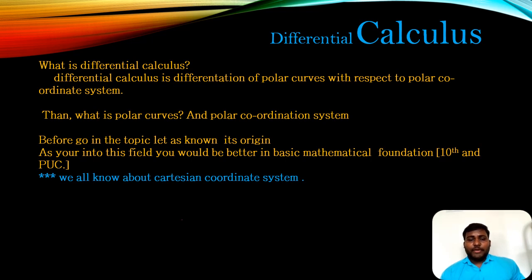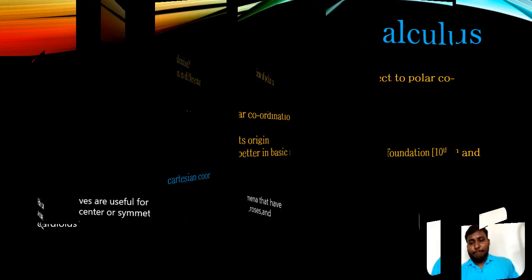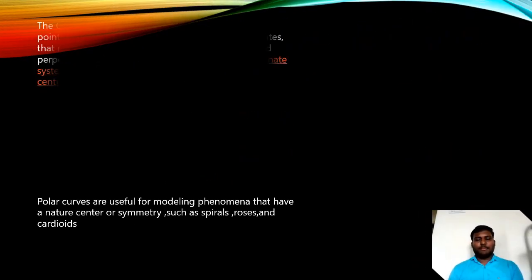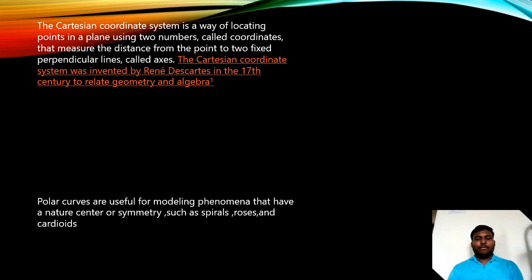As you are into this field, you would be good in basic mathematics foundations from 10th and PUC. We also know about the Cartesian coordinate system. The Cartesian coordinate system is a way of locating points in a plane using two numbers, called Cartesians, that measure the distance from the point to two fixed perpendicular lines called axes. The Cartesian coordinate system was invented by Rene Descartes in the 17th century, relating geometry and algebra.